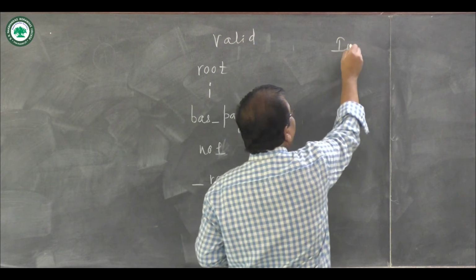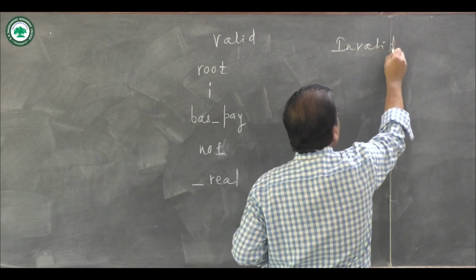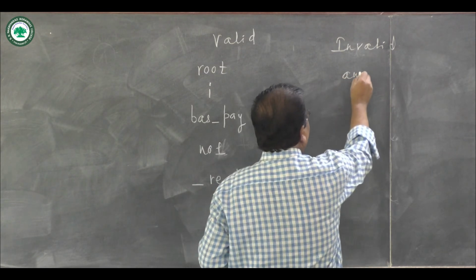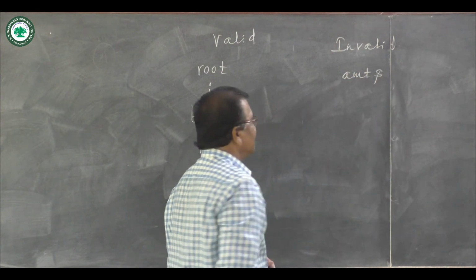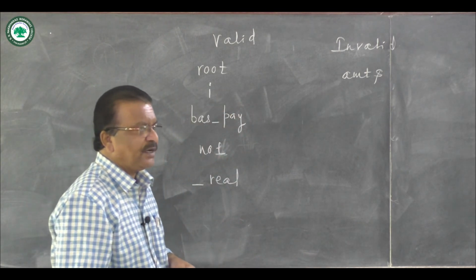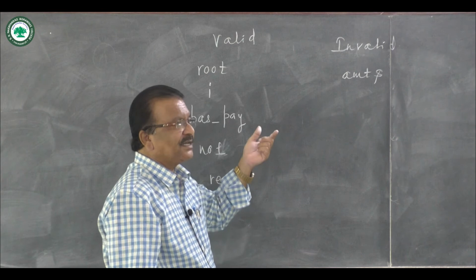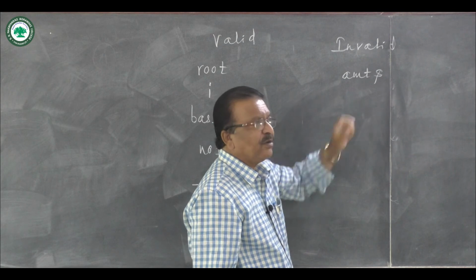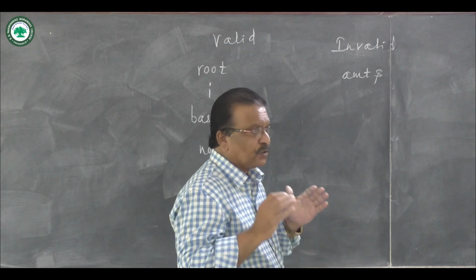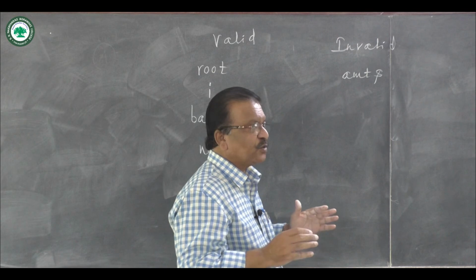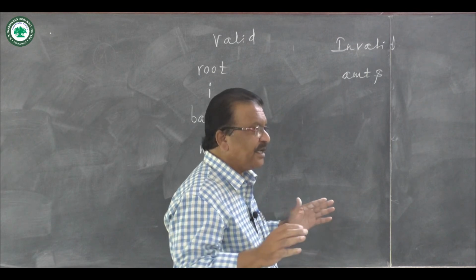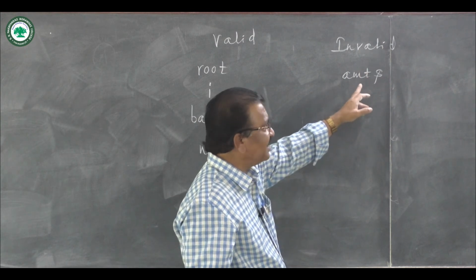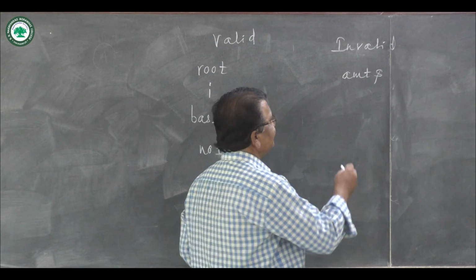Then let us see some examples of invalid variable names. Here, AMT$. This is not a valid variable name. The reason is that in this particular name, a special symbol dollar is appearing. Any symbol other than underscore is not allowed. Therefore, since dollar is there, this is an invalid variable name.